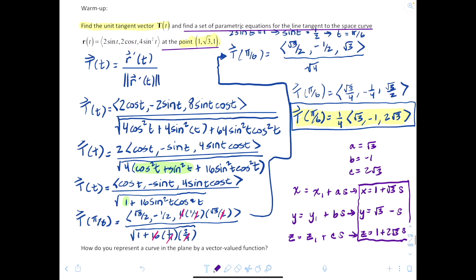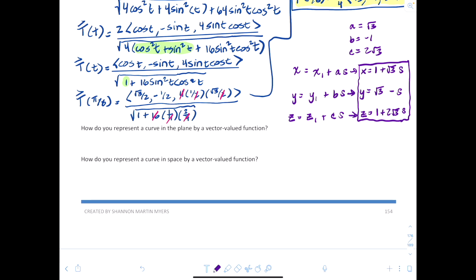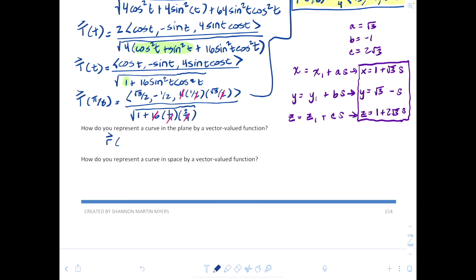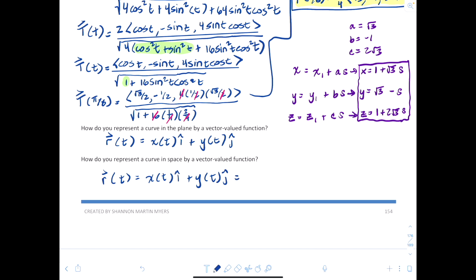Cool? Awesome. All right, so now how do you represent a curve in the plane by a vector valued function? Well, remember, we do this by saying r at some parameter, call it t, is x at t times i plus y at t times j. And then what about a curve in space? Beautiful. r at t would just be x at t times i plus y at t times j, plus z at t times k.